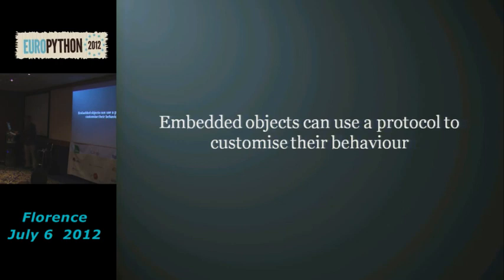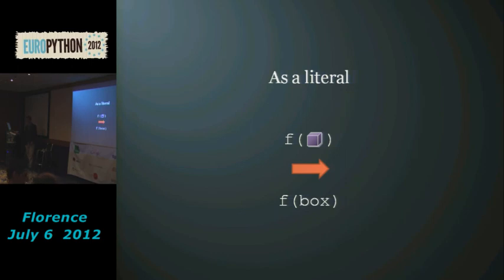So embedded objects can also use a protocol to customize their behavior. If you embed it as a literal, what you've got to imagine is that, say, when I've created the module, at start time I snuck in and took my embedded box object that you see there, the little purple box, and I've bound a reference to it, to the name box at the top, to a global variable called box. So when you see the function call of f of the box inside on Larch, the Python interpreter gets f of box.